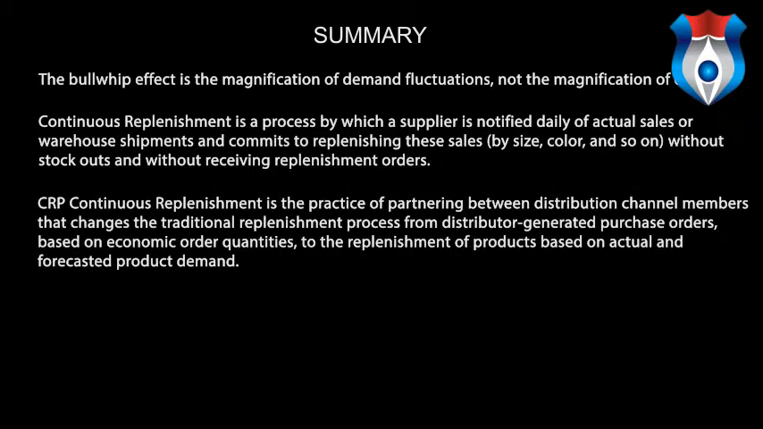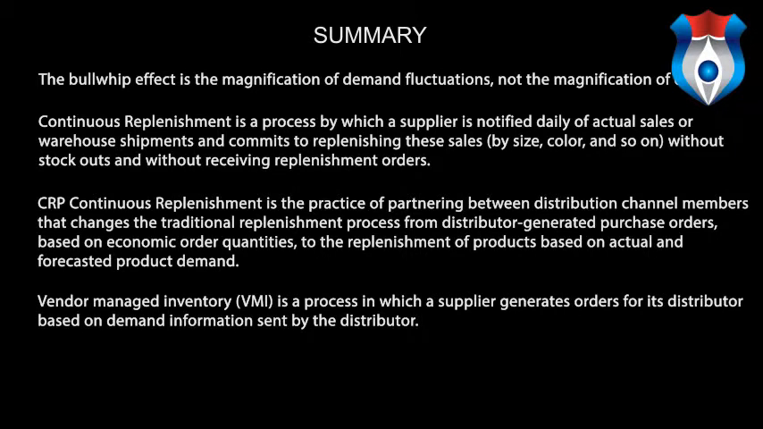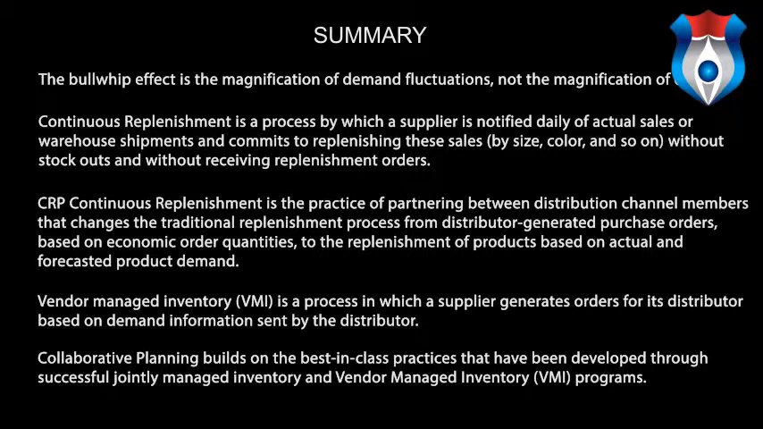CRP, continuous replenishment, is the practice of partnering between distribution channel members that changes the traditional replenishment process from distributor generated purchase orders based on economic order quantities to the replenishment of products based on actual and forecasted product demand. Vendor managed inventory (VMI) is a process in which a supplier generates orders for its distributor based on demand information sent by the distributor. Collaborative planning builds on the best-in-class practices that have been developed through successful jointly managed inventory and vendor managed inventory (VMI) programs.